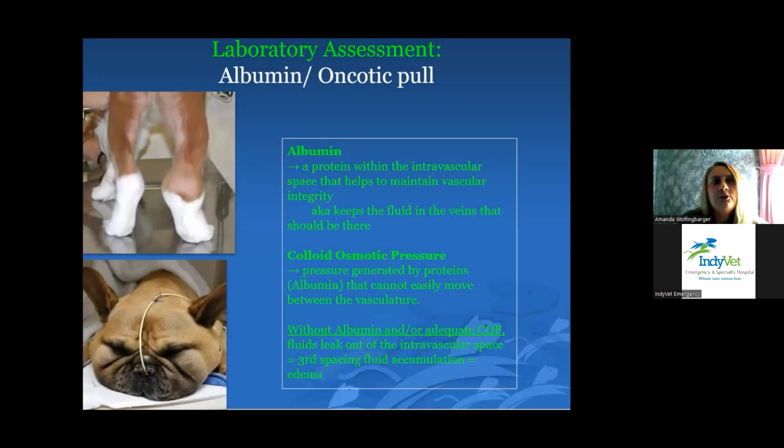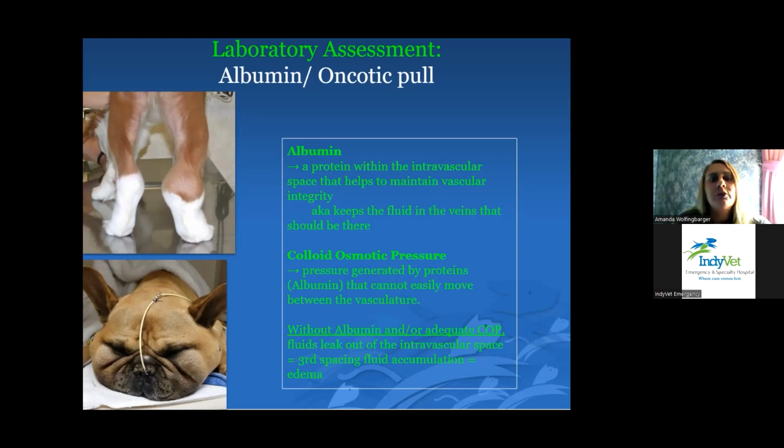And next up is albumin and oncotic pull. I'm sure we all have heard of albumin before, but what exactly does it do? It's a protein within the intravascular space that helps to maintain vascular integrity, which is a lot of fancy words for it keeps the fluids in the veins where they're supposed to be. And then to tie in with albumin is our colloid osmotic pressure, which is the pressure generated by the proteins, like albumin, that can't be easily moved between the vasculature.